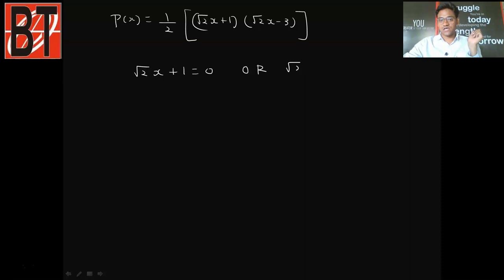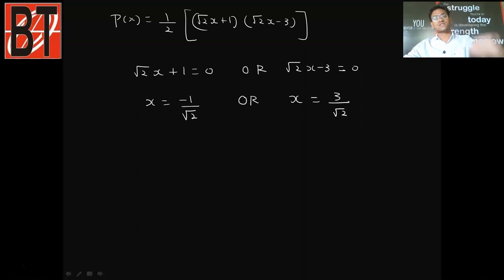Okay, so I'll be getting, from first factor, the first 0, that is minus 1 by root 2. Can I write directly now? Plus 1 goes in the right hand side and it will become x is equal to minus 1 by root 2. And here also I'll be getting x as 3 by root 2. I just transpose minus 3 in the right hand side and divide by root 2. So the required zeros are minus 1 by root 2 and 3 by root 2. Clear, students? तो ये हुआ एक और क्वेश्चन.